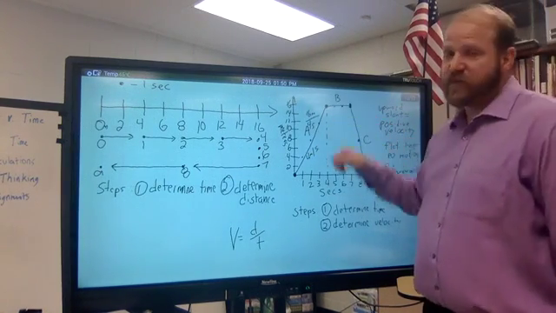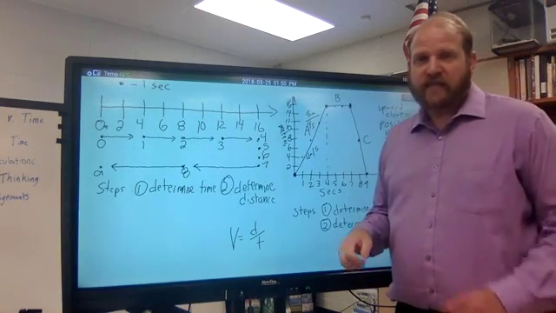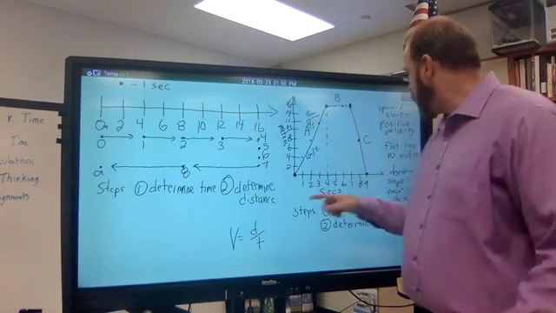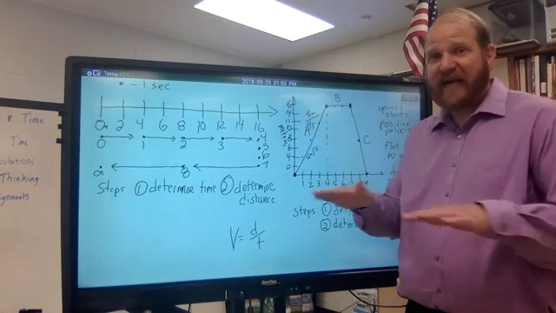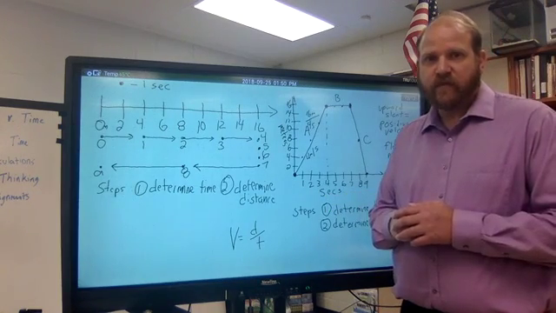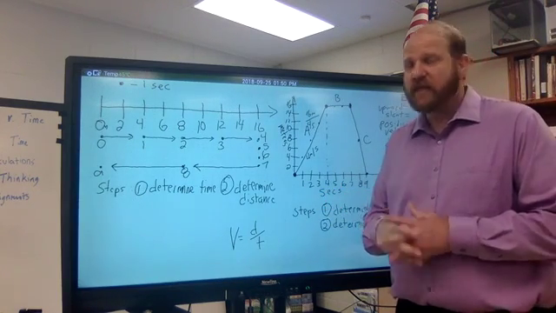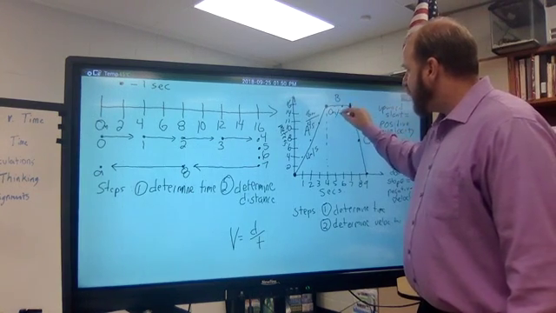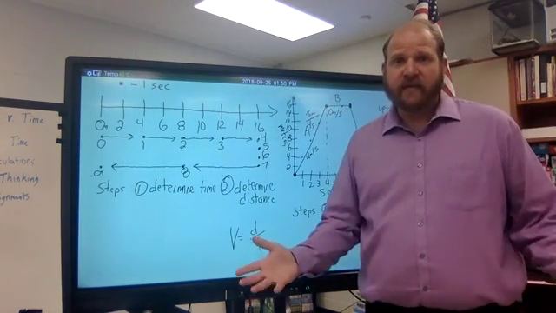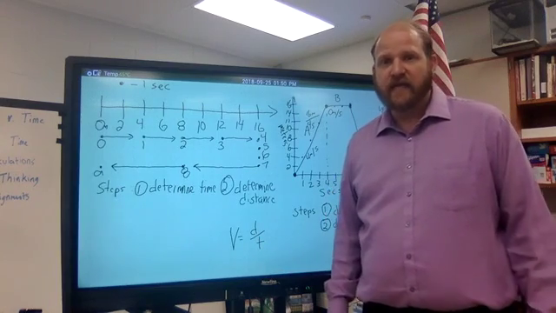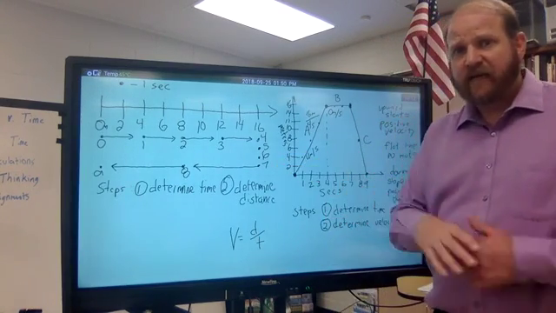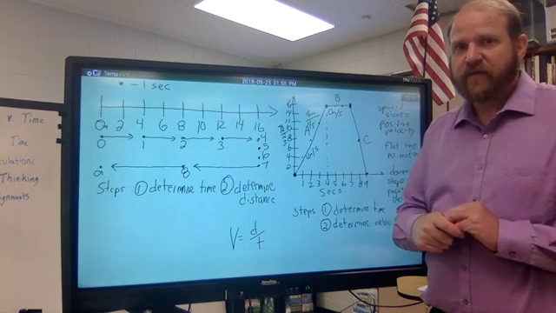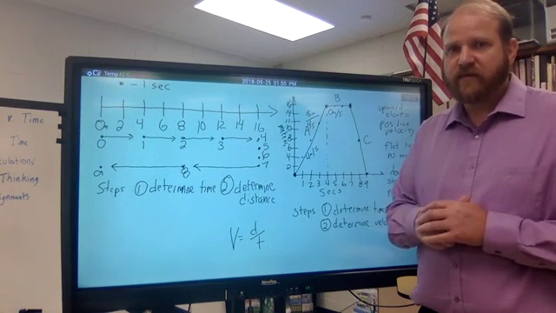The top line is super easy, segment B, because I know that anytime the line is horizontal or flat, there is no motion. Well, if there's no motion, that means the velocity is 0 meters per second. I don't have to do any calculations. I could, but I'm just not going to. I'm going to save myself that time and say a flat line on a position versus time graph means it's going 0 meters per second.